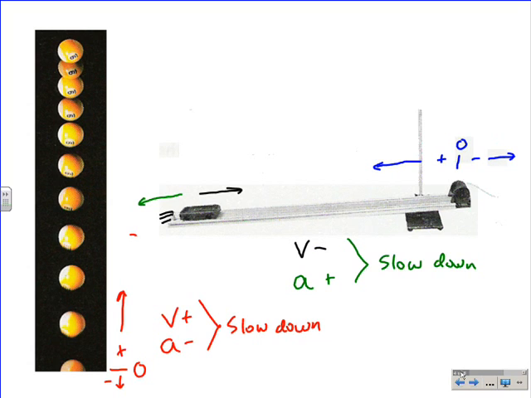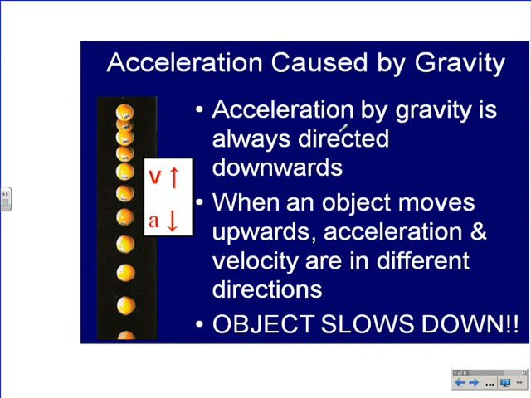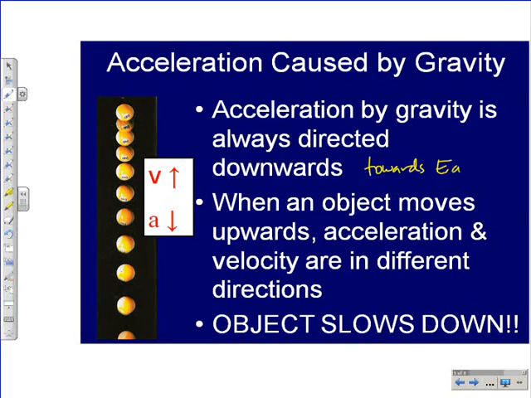Same concepts though. Just to reiterate, acceleration by gravity is always directed downwards. Technically, it's always directed towards Earth, or the center of the Earth, because that's where the gravity is coming from. If the object is moving upwards, acceleration and velocity are in different directions. This object is moving upwards, so in the case of the frame of Earth we talked about, it's moving in the positive direction. Velocity is positive, but gravity is pulling it downwards. That makes its acceleration negative. Positive velocity, negative acceleration, slows down.